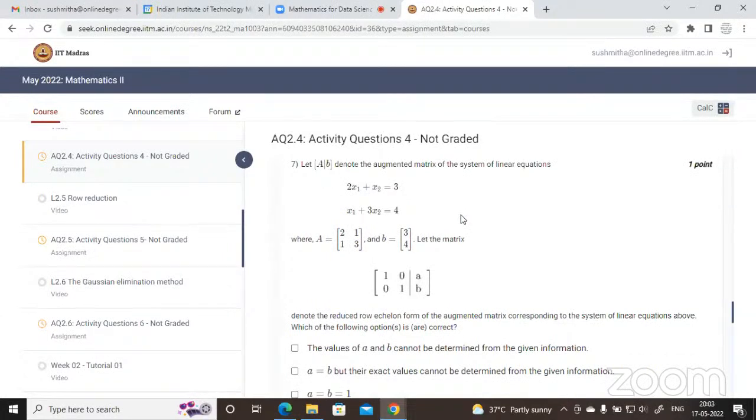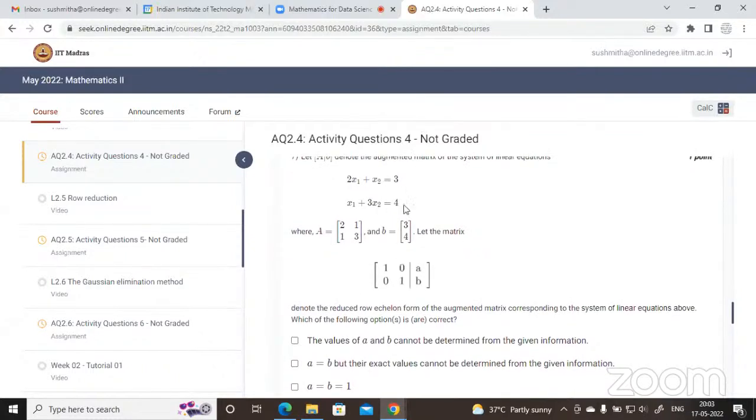Okay. Suppose the question is given. What is asked? We are given a system of equations, and then we have the matrix form AX is equal to B. And then the reduced matrix is this. So this is the reduced row echelon form of the augmented matrix. Which of the following are correct?